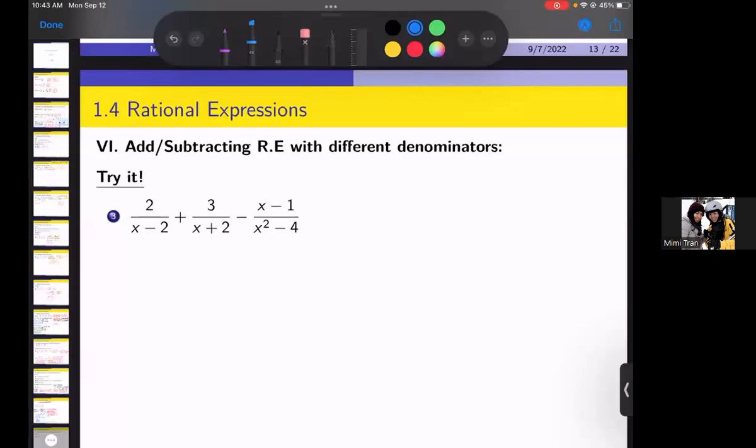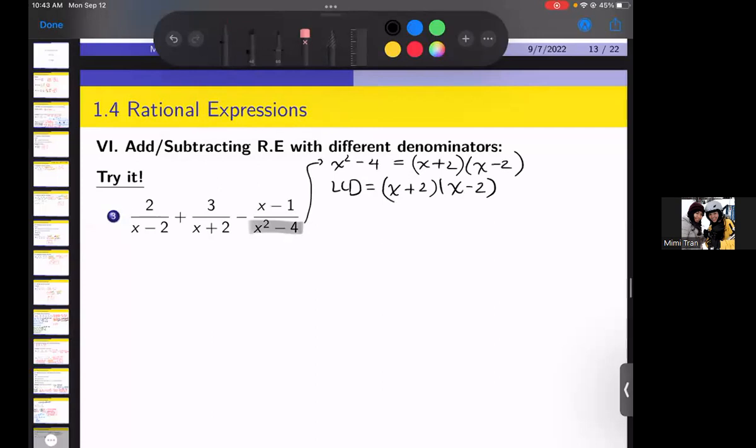So let's factor x squared minus 4 first, right here. It's x plus 2, x minus 2, right? What is my LCD for this problem? What's the LCD for this problem? Yeah, x plus 2, x minus 2.